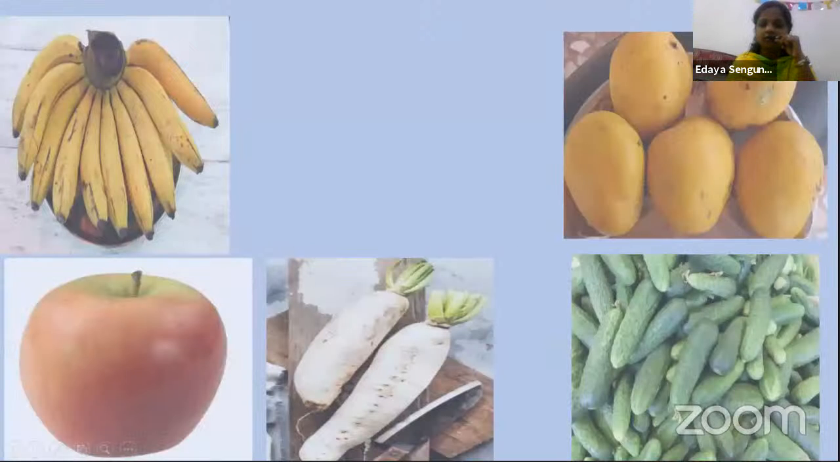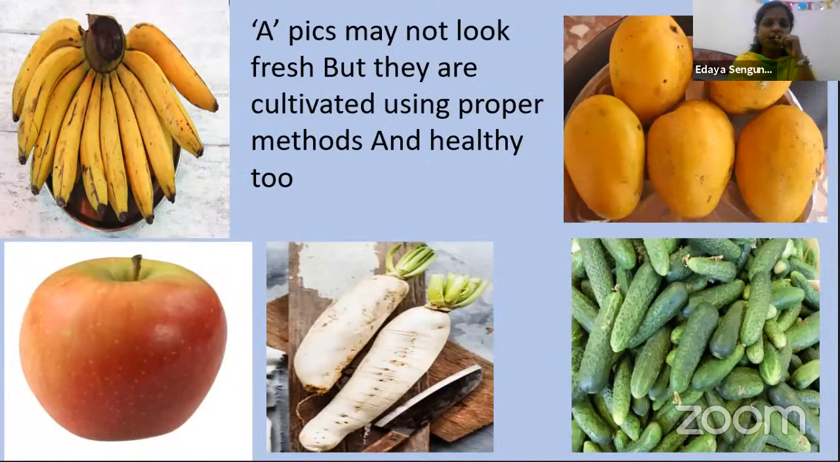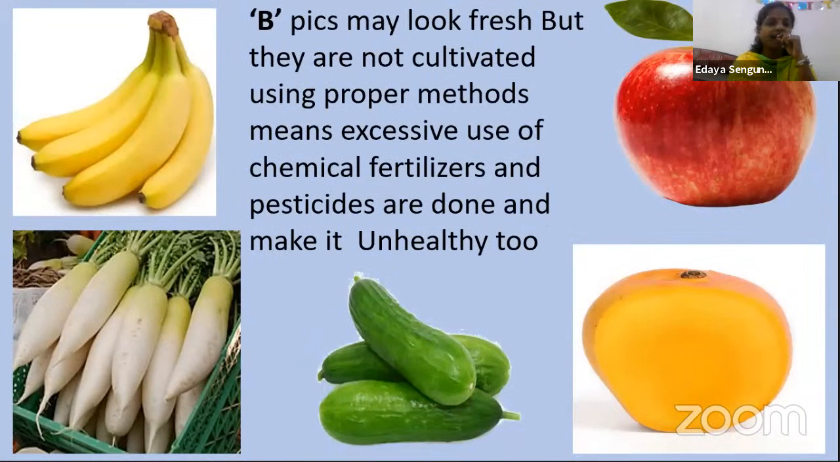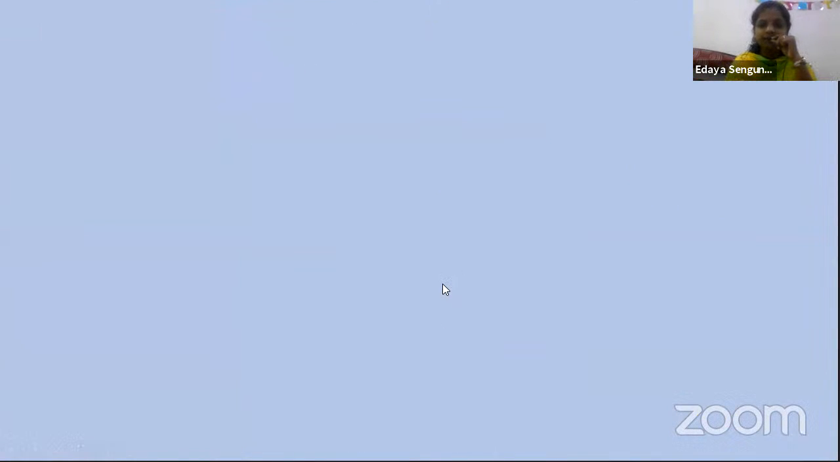Okay, next thing. A type may not look fresh, but they are cultivated using proper methods and are healthy too. B type may look fresh, but they are not cultivated using proper methods, meaning excessive use of chemical fertilizers and pesticides is done and makes it unhealthy too. Got it? Is it clear to all? Yes, miss. Okay, very good.